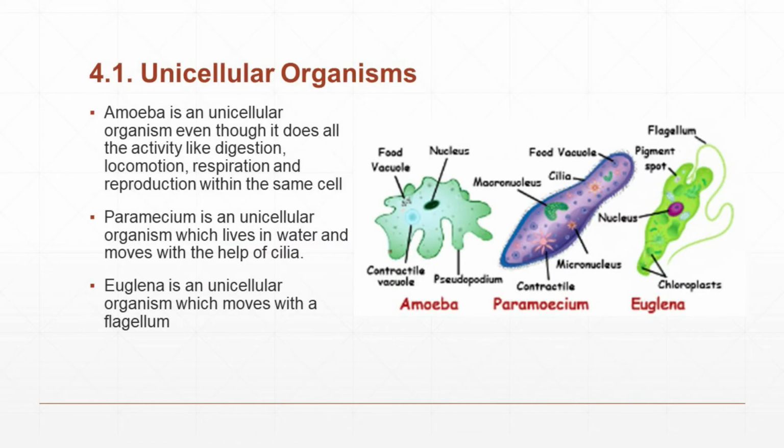Now let us know some points about unicellular organisms. Unicellular organisms are small, usually microscopic, and cannot be seen with the naked eye. Microscopic means we are not able to see them with our naked eye. Only with the help of the microscope can we see these organisms. Most of the unicellular organisms are aquatic. Aquatic means living only in water.